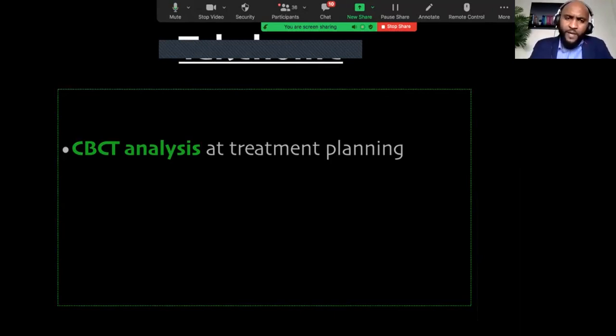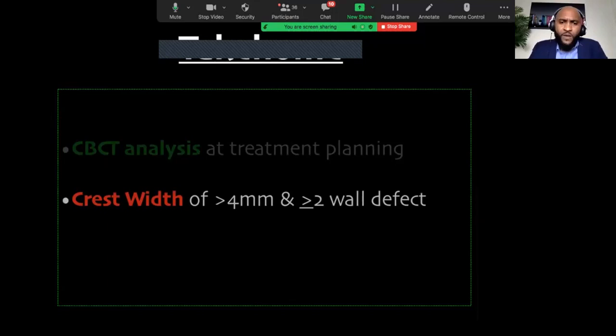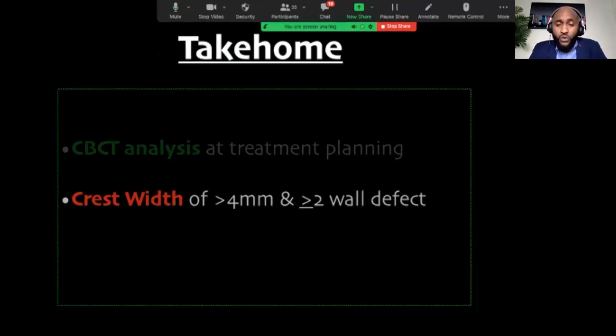So it's important to have non-invasive analysis of a surgical site. We said a crest width of greater than 4 millimeters, or at least a situation where if you place your implant, you have two walls or more.